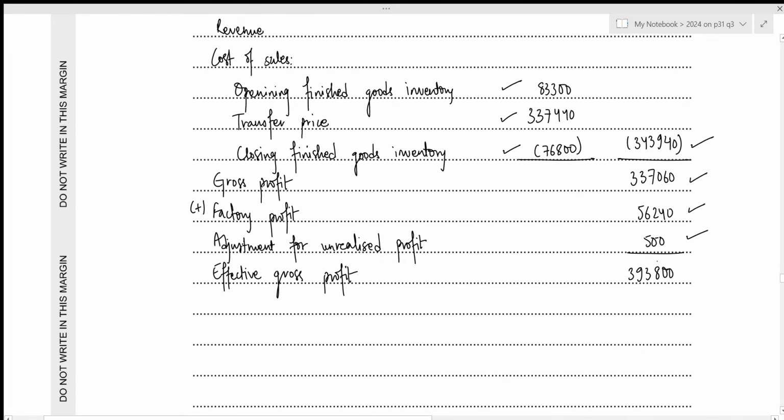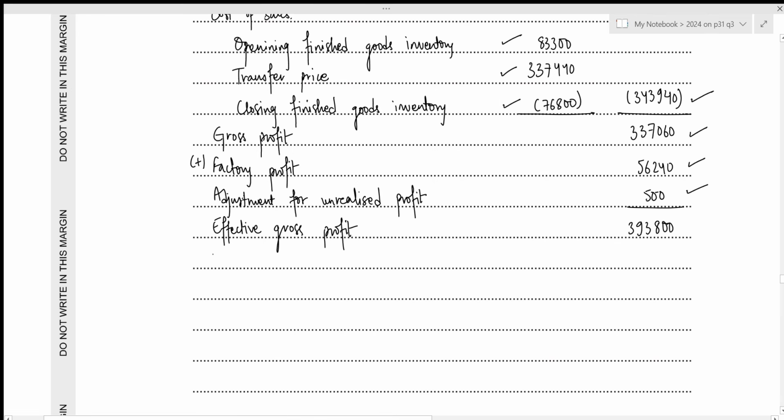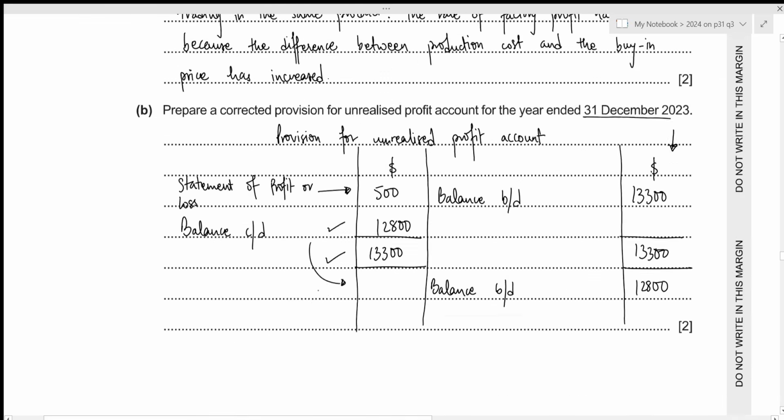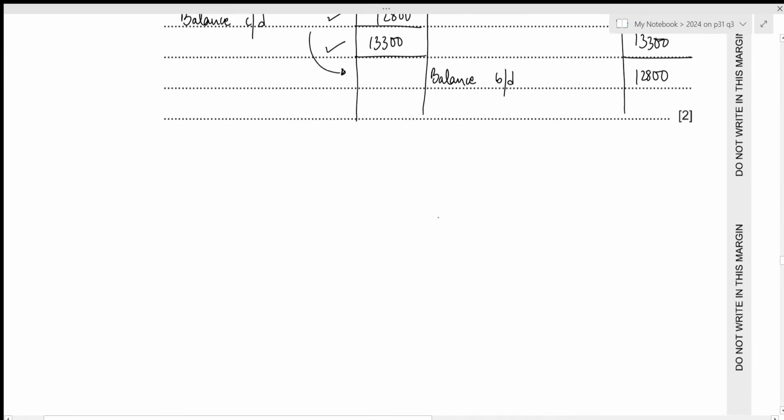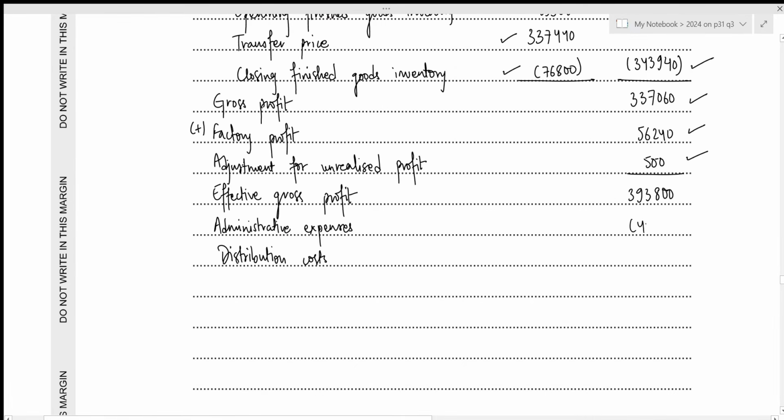Now after the effective gross profit, we can just subtract all of our expenses. So that will be the administrative expenses. And our distribution cost. We've already made the changes, so we just need to calculate the new amounts. Okay, for administrative expenses, that will be 51,700 minus 10,000, which is 41,700. For distribution cost, that is 44,200 plus 2,100, which results in 46,300. Let's write it down. So 41,700 for administrative expenses, 46,300 for distribution cost.